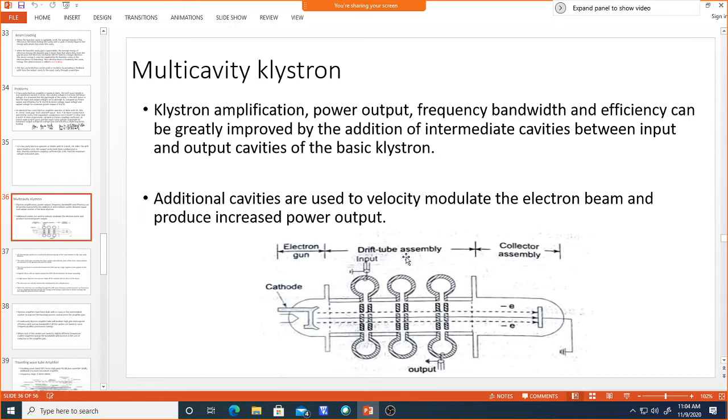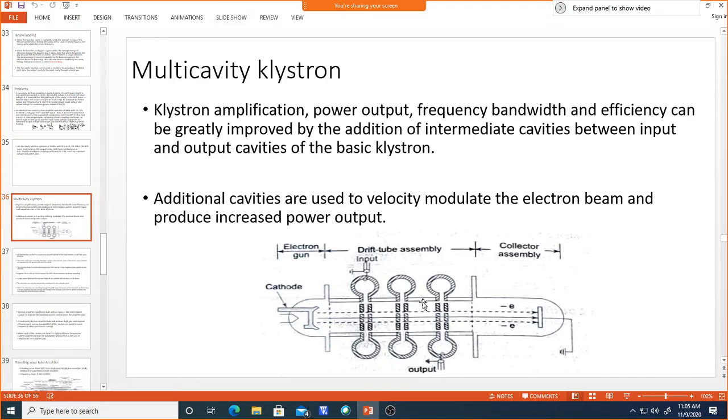Okay, so as I said, the addition of these cavities increases the velocity of the electrons and the beam which will form, and it is velocity modulated by the electron beam, and it produces an increase in the power output as compared to the two cavity klystron. Here the power and the efficiency will be greatly improved by these resonant cavities.